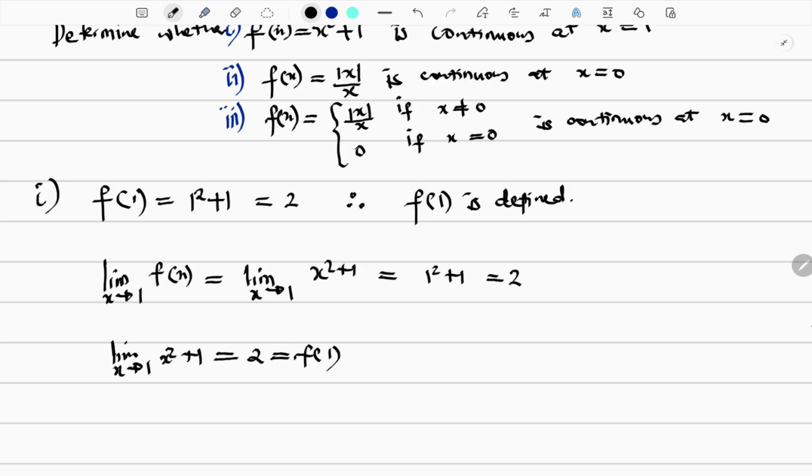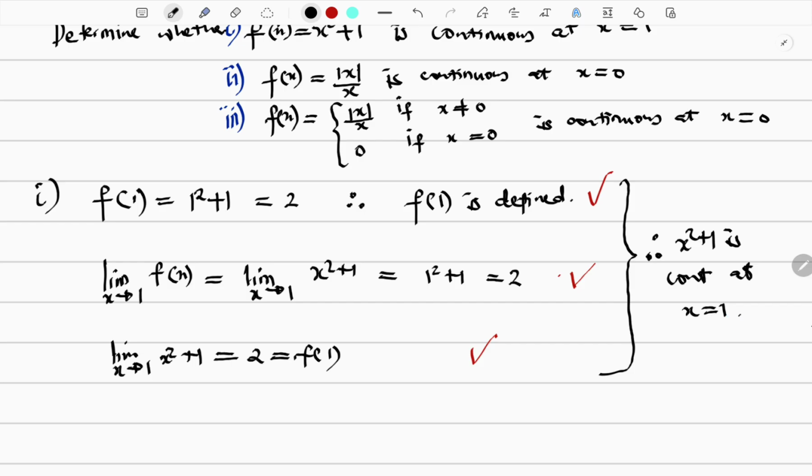Therefore, you can see that for this one, the first condition is here, the second condition is here, and the third condition is there. So the function f of x, which is equal to x squared plus 1, is continuous at x equal to 1. Therefore, x squared plus 1 is continuous at x equal to 1. That is the conclusion we get there.